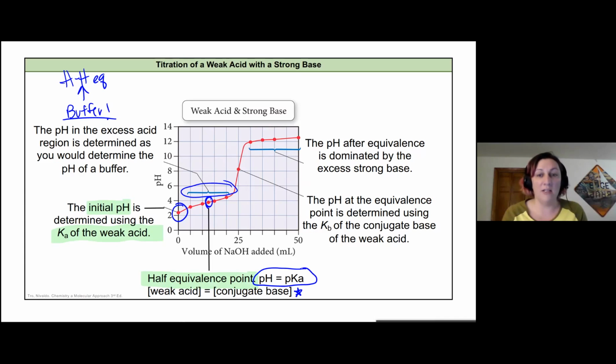So you're like, oh, I know the Ka of this weak acid. I can look it up in a table. The pKa of it is the pH of our titration at that point.